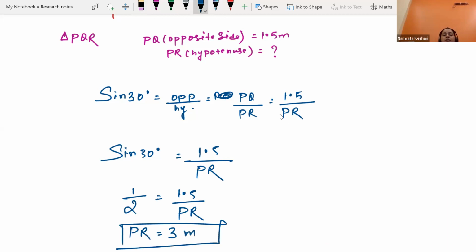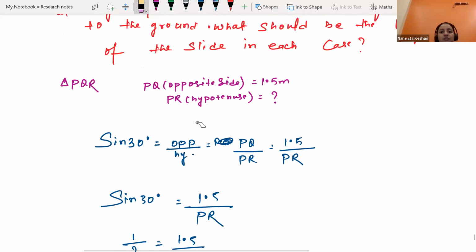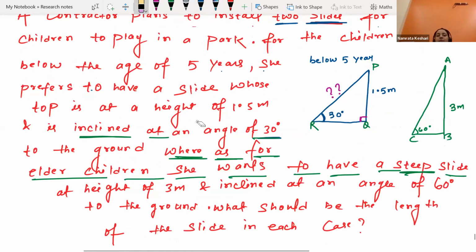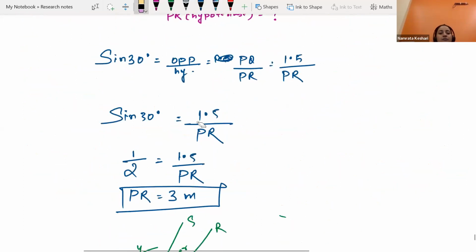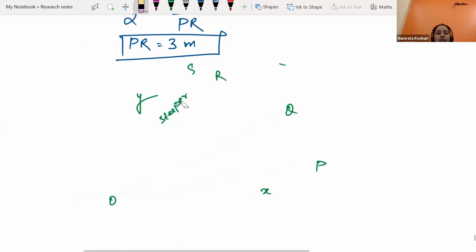This is the length of the slide for the smaller children. Okay, now for the elder, for the big children, let's see what the length is. Here only we will see. First, let me know, this much is clear to all of you? Yes or no? Yes, ma'am. Okay, let's continue.